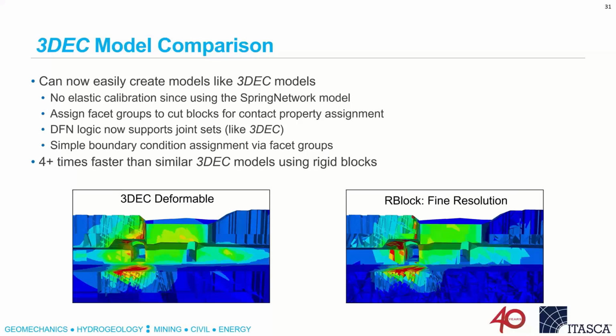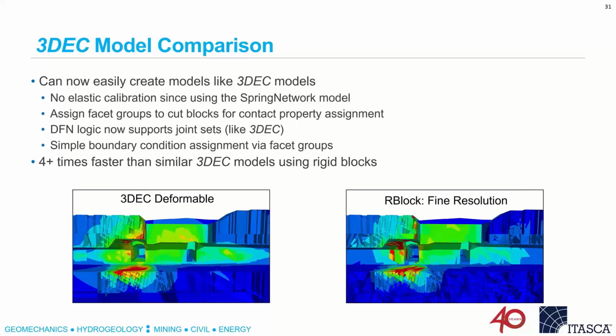It's stress initialization. So what's really nice about this is that you can use those facet groups to assign those boundary conditions, to fix the contact properties, because there are different properties in different parts of the DFN, right? So you can easily manage that now. There was no elastic calibration because this is using the spring network model. So you just set a Young's modulus and Poisson ratio, just like you would in the 3DEC model.